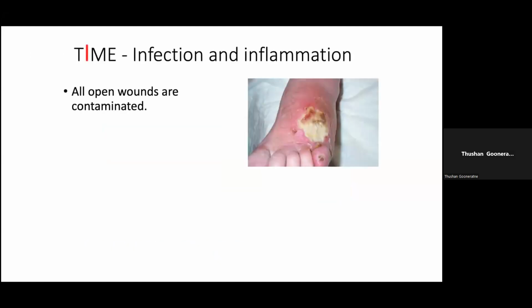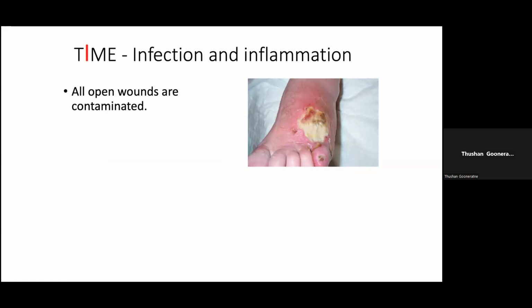Right. So once the tissue has been sorted out, and again, the idea of sorting tissue is to make sure all the unhealthy, infected, devitalized tissues are removed, and healthy, pink, granulation tissue is allowed to form. The next step is to look at infection and inflammation.